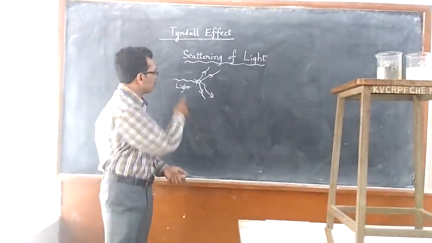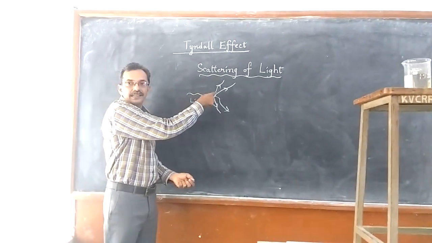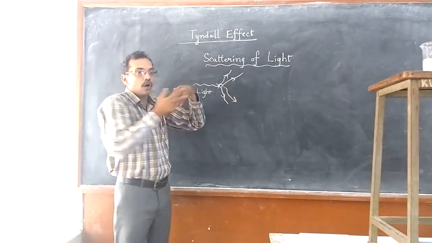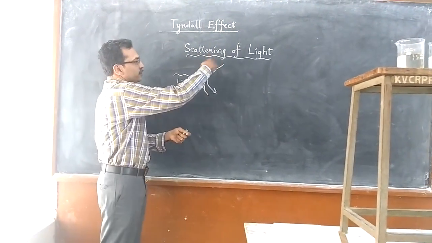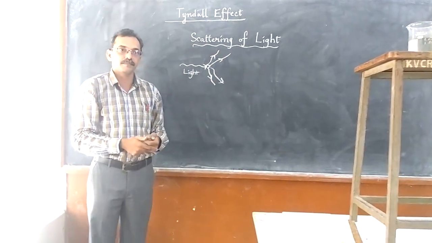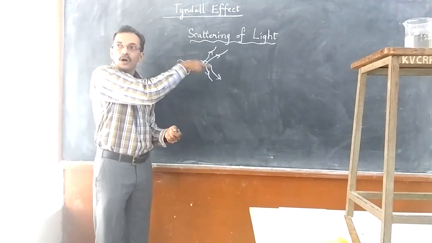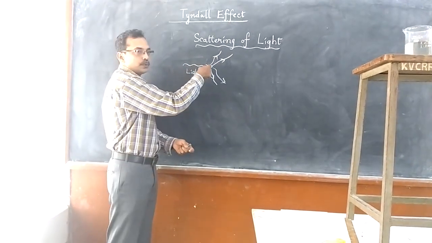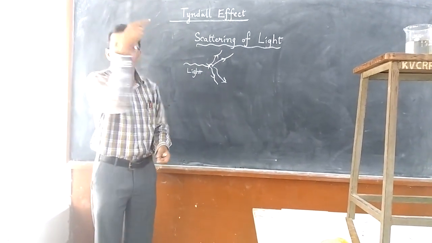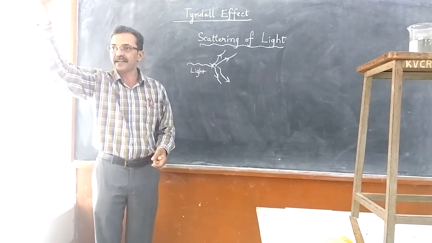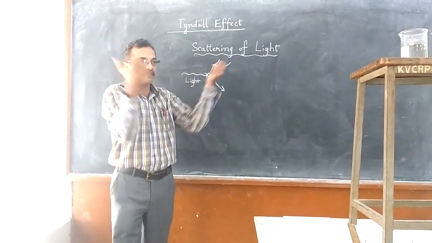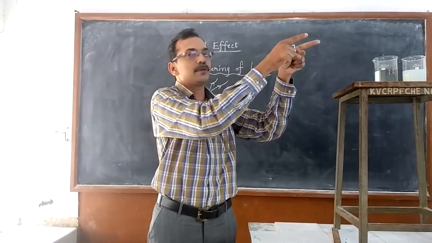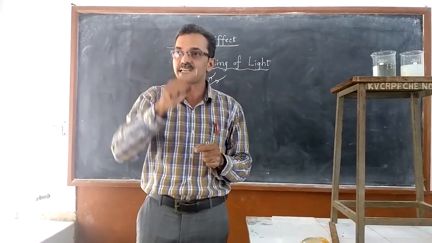Then this light, after striking that particle, gets scattered or deviated from its path and goes in different directions. This process of light getting deviated in different directions due to interaction with the particles of the medium is known as scattering of light. So the light which is scattered in all directions enters your eye and we are able to see that light. This is what is happening.